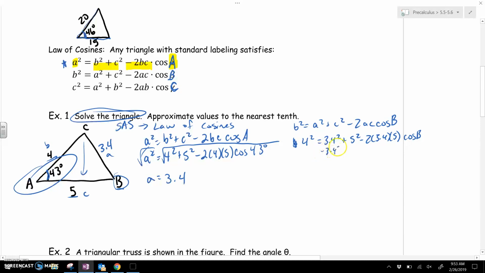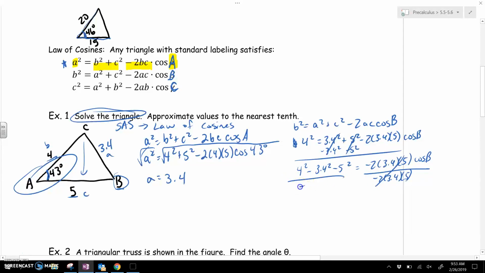I'm going to subtract 3.4 squared and subtract 5 squared. I usually write it all out like this: 4 squared minus 3.4 squared minus 5 squared equals negative 2 times 3.4 times 5 cosine B. Then divide by all these things, divide by negative 2 times 3.4 times 5.